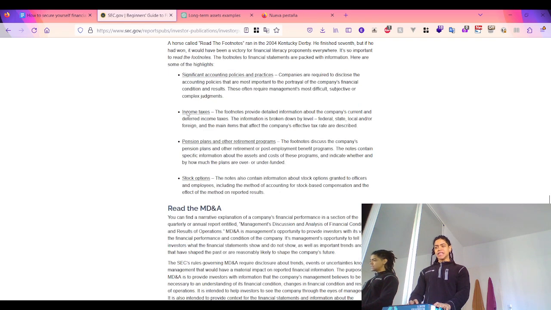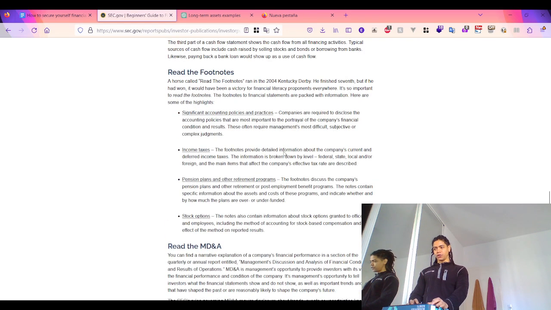Then I look at the income taxes. The footnote provides detailed information about the company's current and deferred income taxes. The information is broken down by level: federal, state, local, and or foreign. And the main items that affect the company's effective tax rate are described.